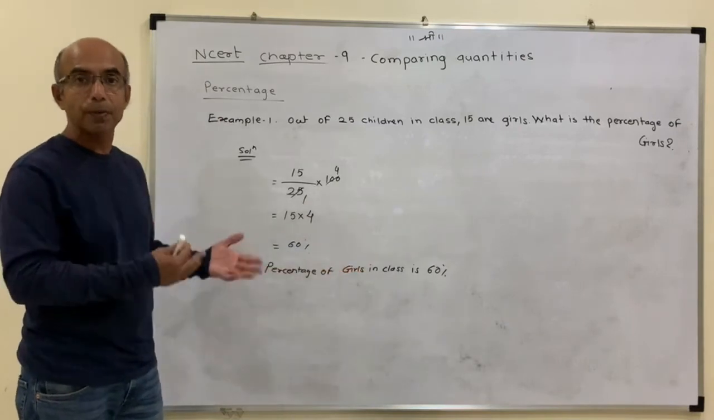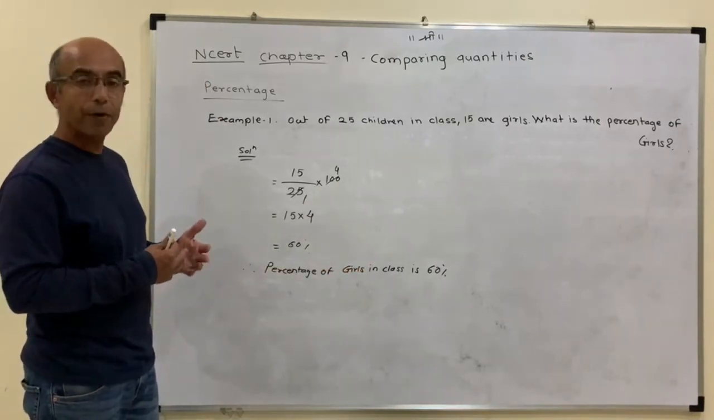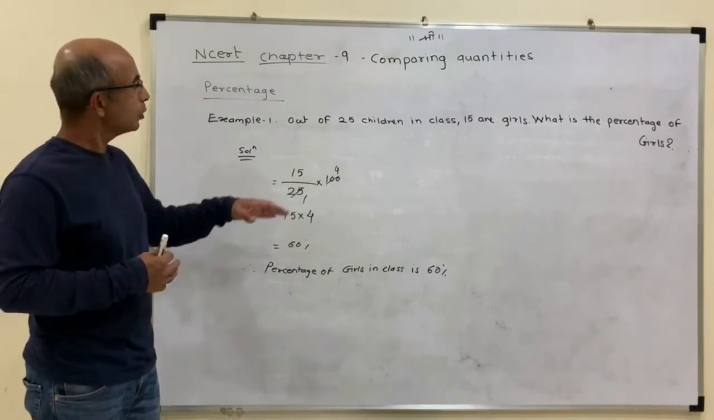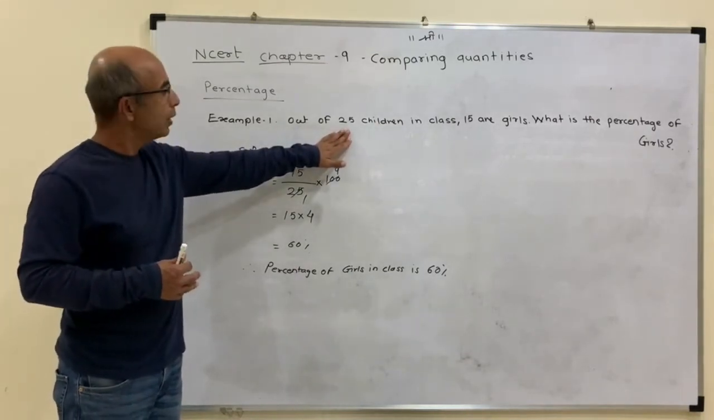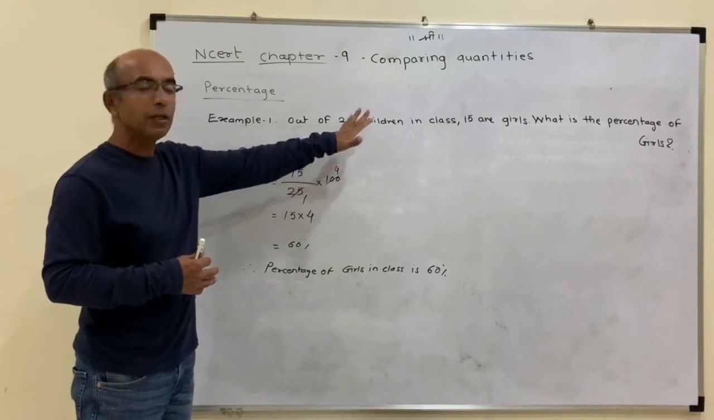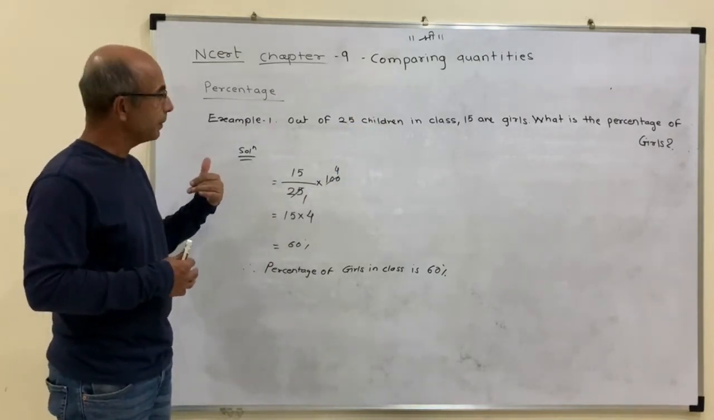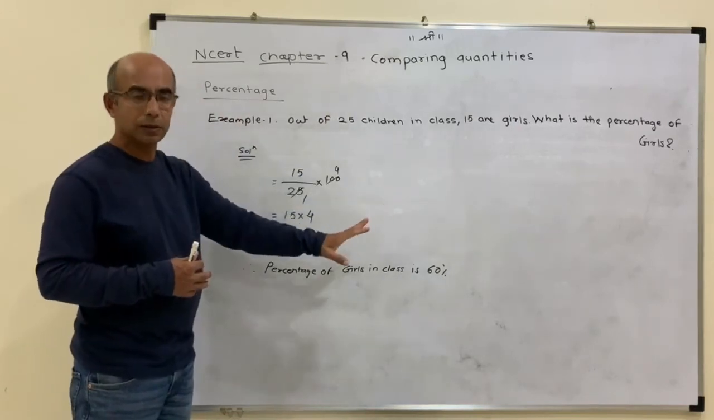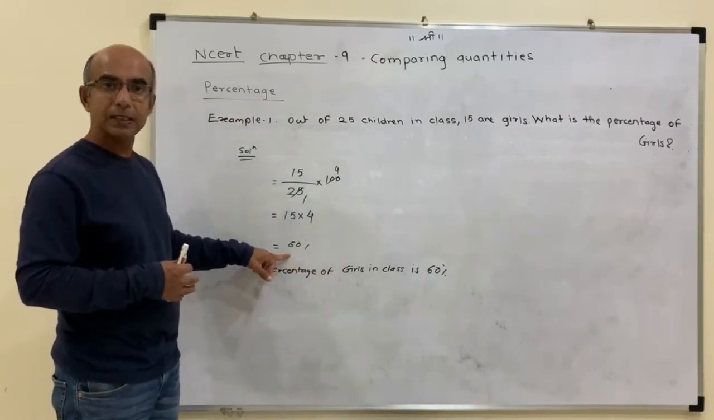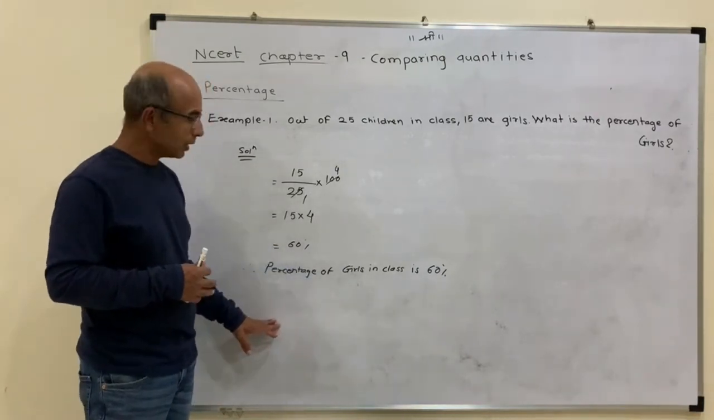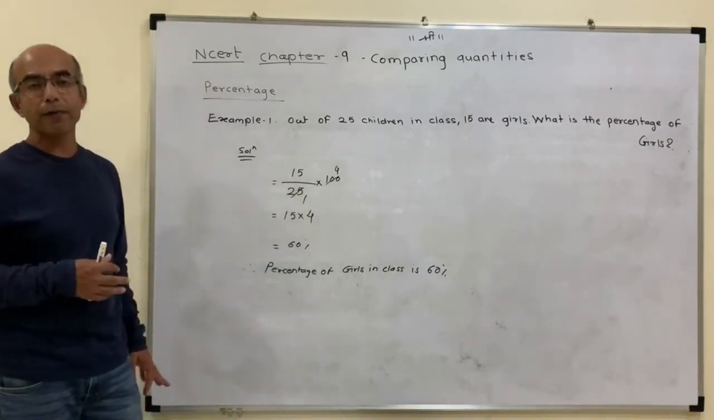When we find a percent, what exactly do we do? We find how much will be the number out of 100. So here the total number of children is how many? 25, of which 15 are girls. So if there are 100 students, how many will be girls? 60 will be the girls. So that comes out to be 60% is the percentage of the girls in a class of 25.